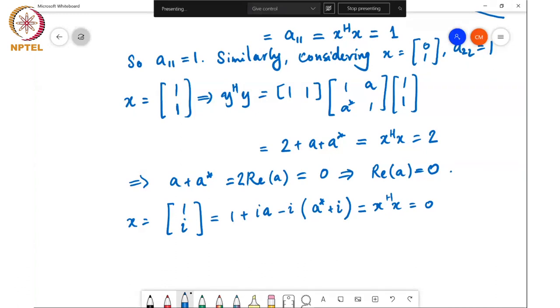Did I say that correctly, or have I made a mistake? Sir, how was the cancelling? Yeah, thanks for asking that. The ones are not cancelling, right? Minus i squared is actually plus 1. So this is actually 2 plus iA minus iA star. And similarly, X Hermitian X is not 0. If I take X Hermitian X, it becomes the inner product between 1, minus i and 1, i. So that becomes 1 minus i squared, and so this is also equal to 2.